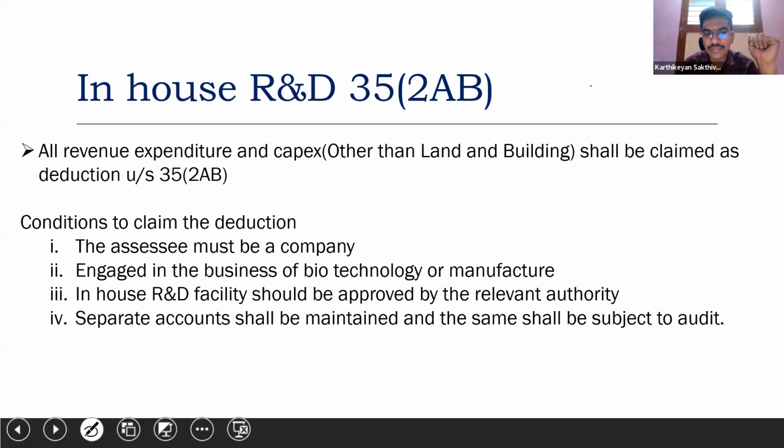So in case of 35(2AB), all revenue expenditure and capital expenditure incurred in the current year, other than land and building, shall be claimed as deduction under 35(2AB). There are certain conditions: the assessee must be a company.